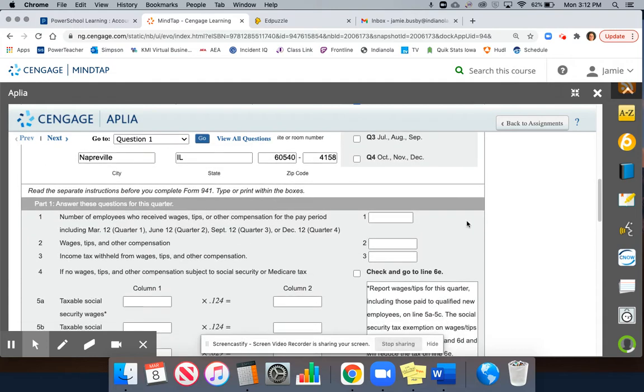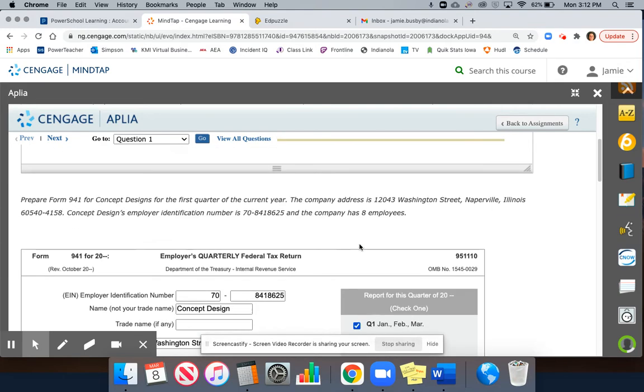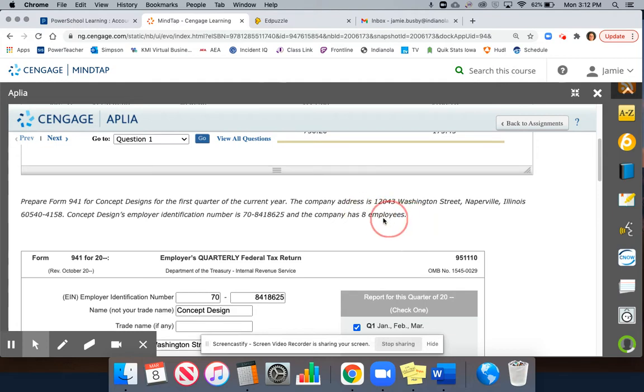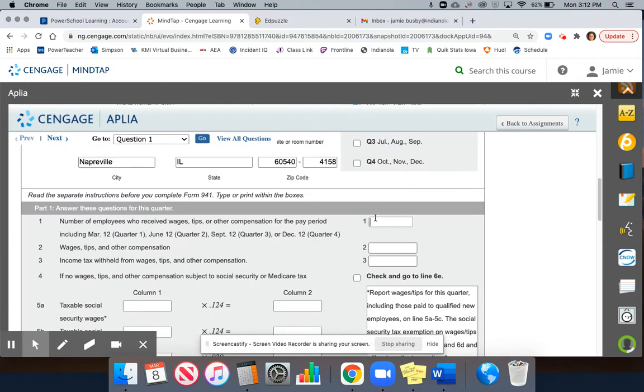And then we move right on down to line 1. We're going to go line by line. Number 1 says number of employees to receive wages, tips, or other compensation for the pay period. See here in the instructions, we have 8 employees. So we'll have an 8 on line 1.